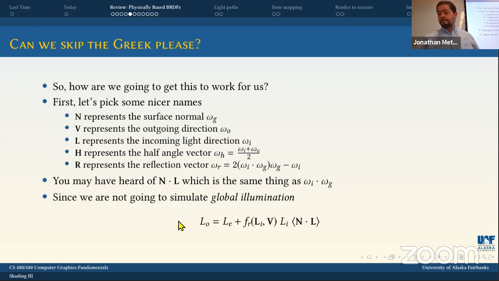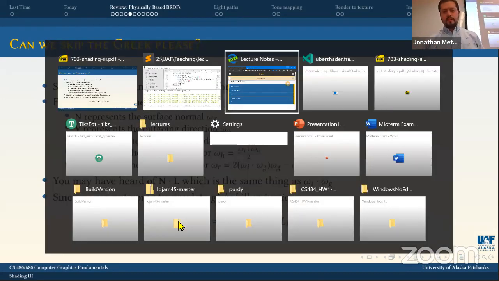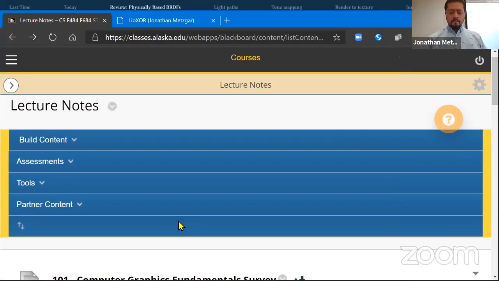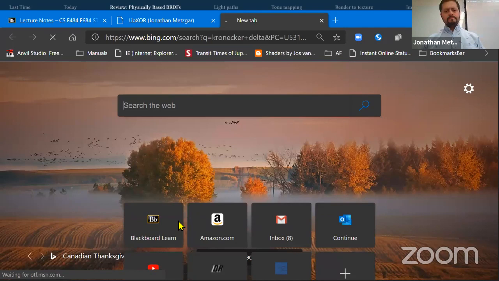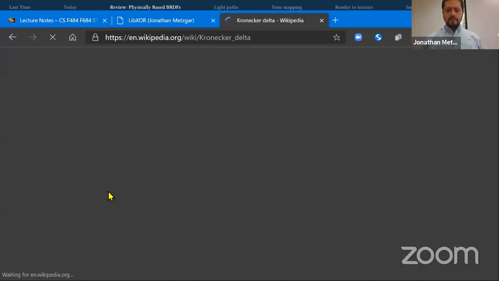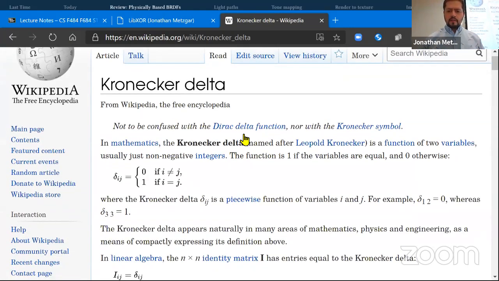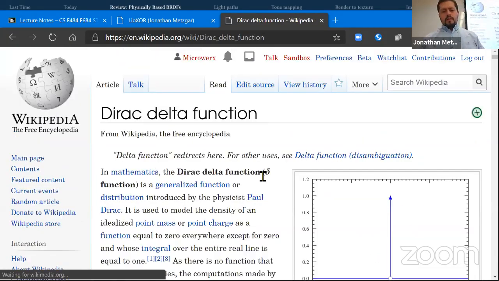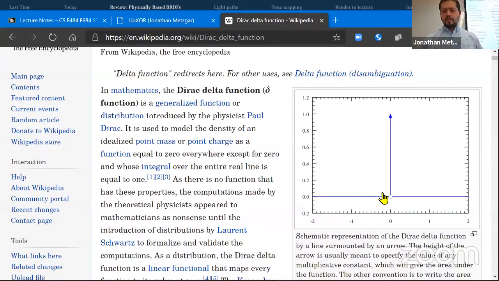Okay, now, if you're not going to simulate global illumination, then we can conveniently just get rid of the integral, okay? There is a special tool for that called the Kronecker delta. And this is a pretty cool function, Kronecker delta, or actually, am I thinking of Dirac delta? Okay, the Dirac delta function. You notice this is a very special function that is 0 everywhere except at 0. Then that's when you get the maximum.